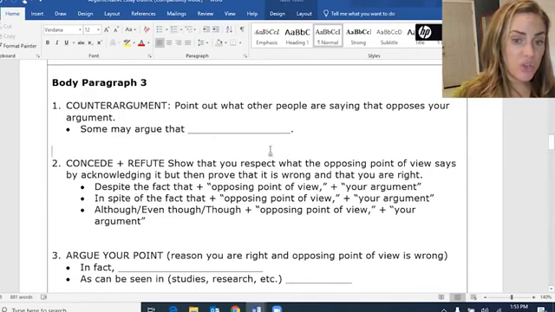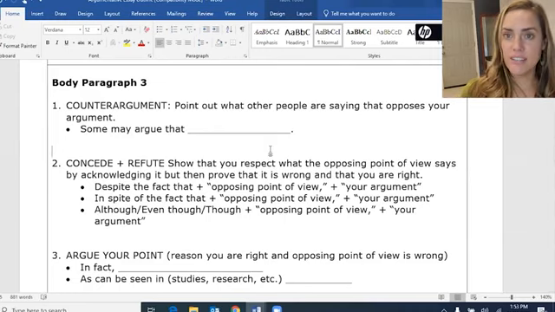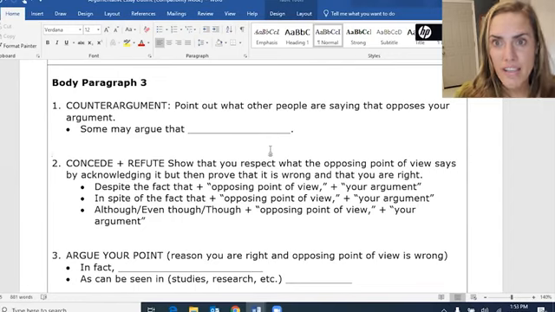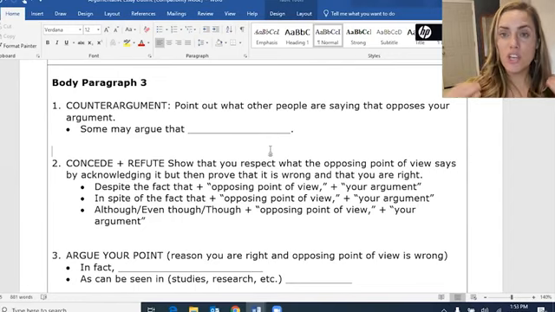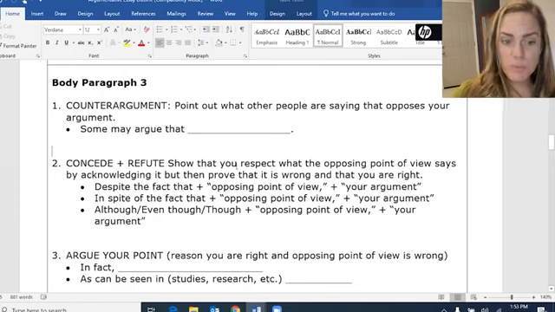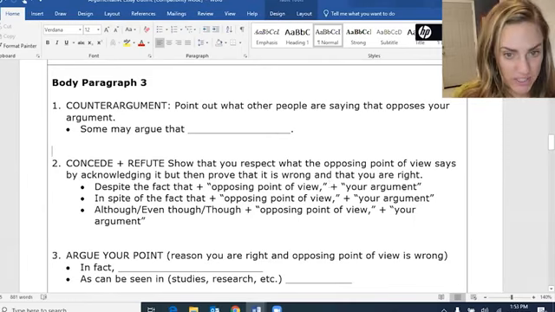And then to prove that they're wrong, you need to concede to them and say, yeah, although I see what you're saying and it makes sense. Somehow you show them that you understand what they're saying, because once you show them that you understand, they're going to listen, and they know that you've processed what they have said. So you concede and then you refute. So what is that? You show that you respect what the opposing point of view says by acknowledging it, but then prove that it is wrong and that you are right with your next point.